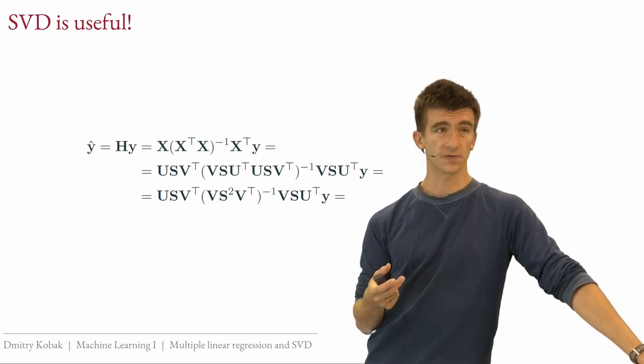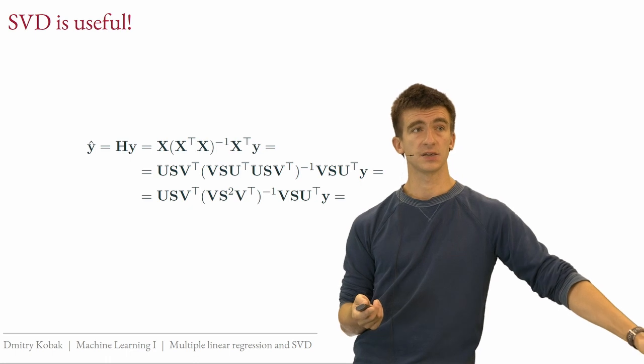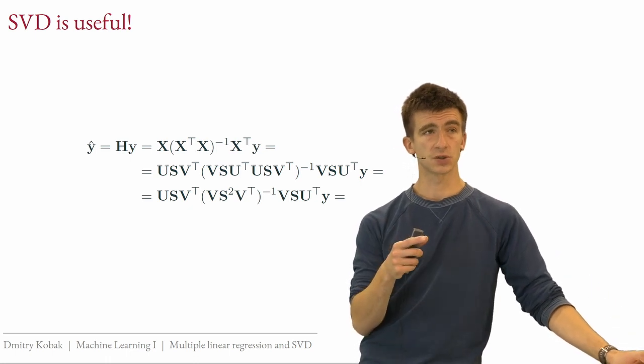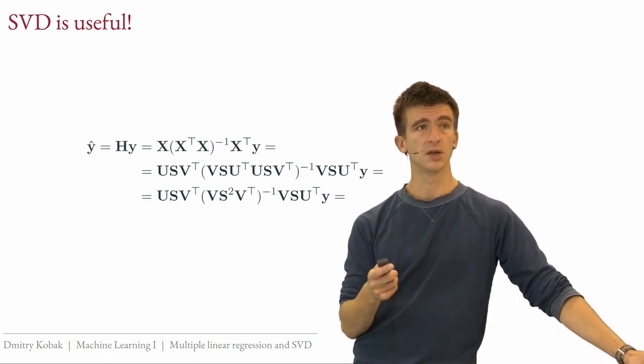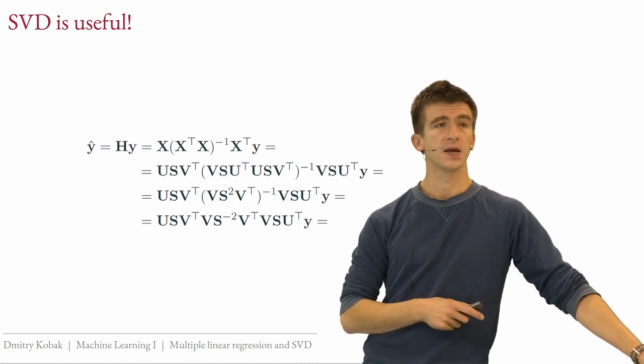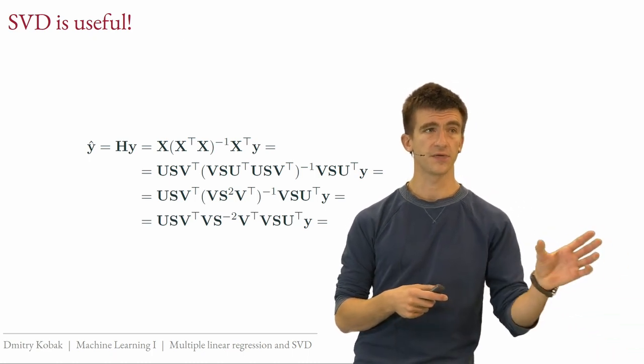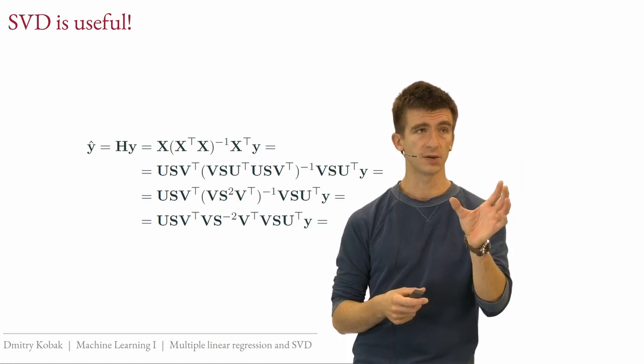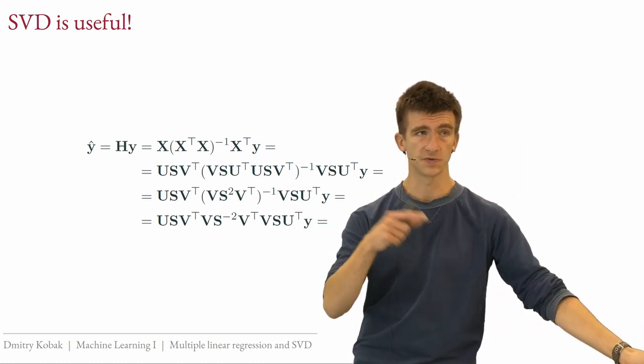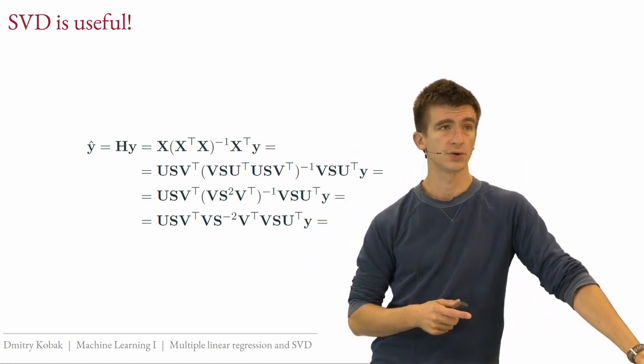You take the inverse of that. Well, the inverse of that just turns S^2 into S^-2 and leaves the rest intact. You can verify that if you multiply this with what you had in brackets before, you get the identity matrix, because V transpose V is 1, and the other way around.